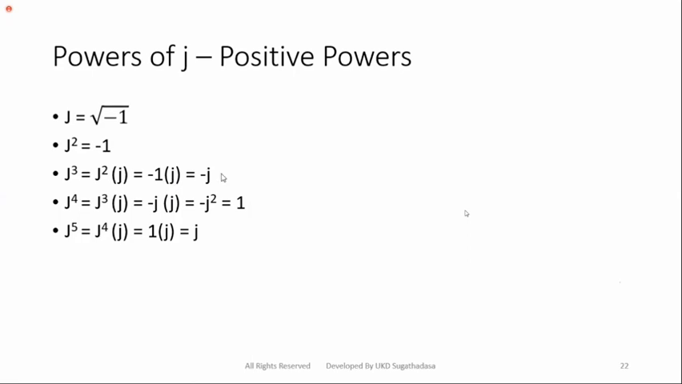Similarly, if you want to calculate j to the 4, j to the 4 can be j cubed times j. That is simple, no? Simple indices, j cubed times j to the 1. j cubed is minus j. Minus j times j means minus j squared. j squared, we know the value, minus 1. Minus minus 1 is 1 again. So finally, similarly, you get j to the 5 also, j.